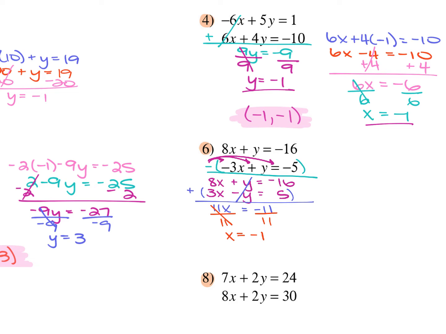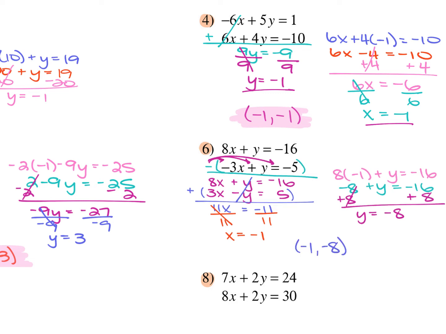Which do you want to use to find y, the top equation or the bottom equation? Top one. So this is going to give us 8 times x, which is negative 1, plus y is equal to negative 16. The 8 times negative 1 is negative 8, plus y is equal to negative 16. We move the 8 over and add it to both sides. So y is equal to negative 8. If your x is negative 1, your y is negative 8, what's your solution? Negative 1, negative 8.